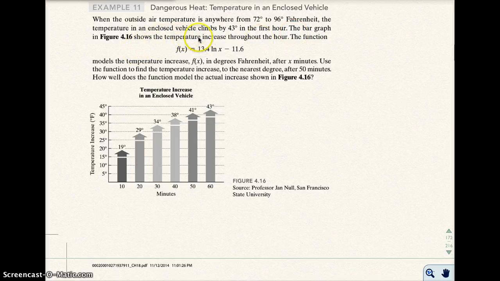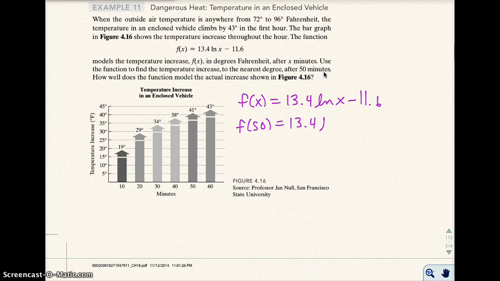The bar graph below shows the temperature increase throughout the hour. The function models the temperature increase in degrees Fahrenheit after x minutes. Use the function to find the temperature increase to the nearest degree after 50 minutes. How well does the function model the actual increase shown? Okay, so we're going to look at f of x equals 13.4 natural log of x minus 11.6. x represents minutes. So after 50 minutes, we're going to put f of 50 equals 13.4 natural log of 50 minus 11.6.